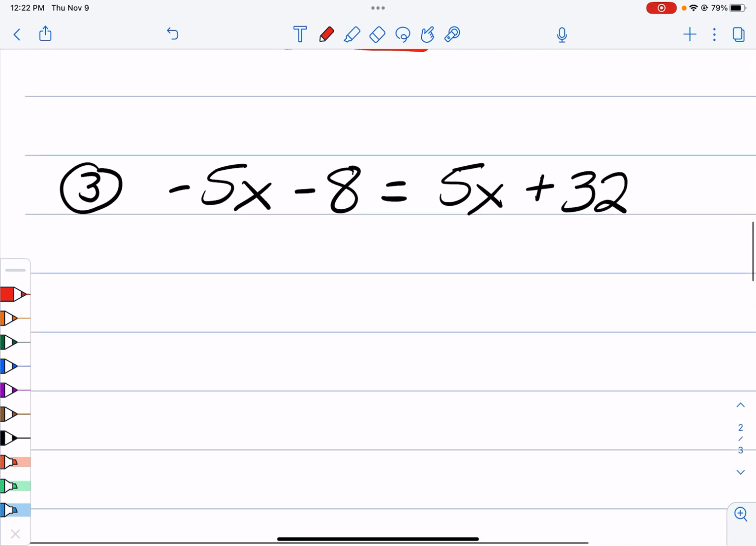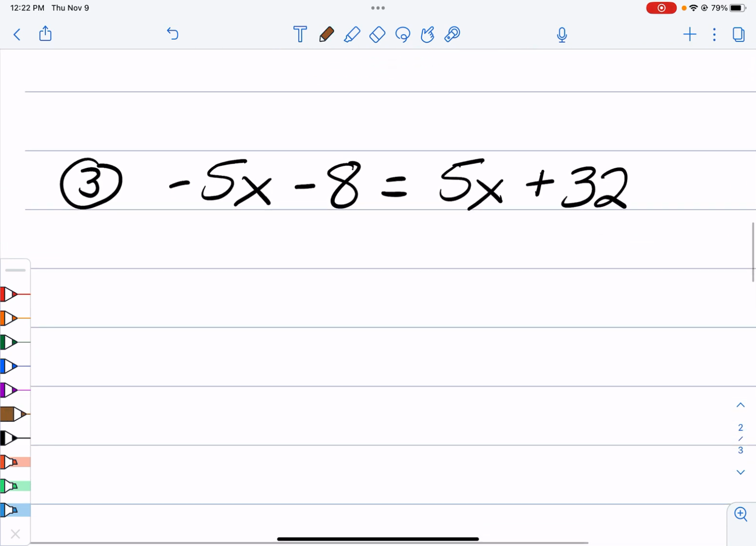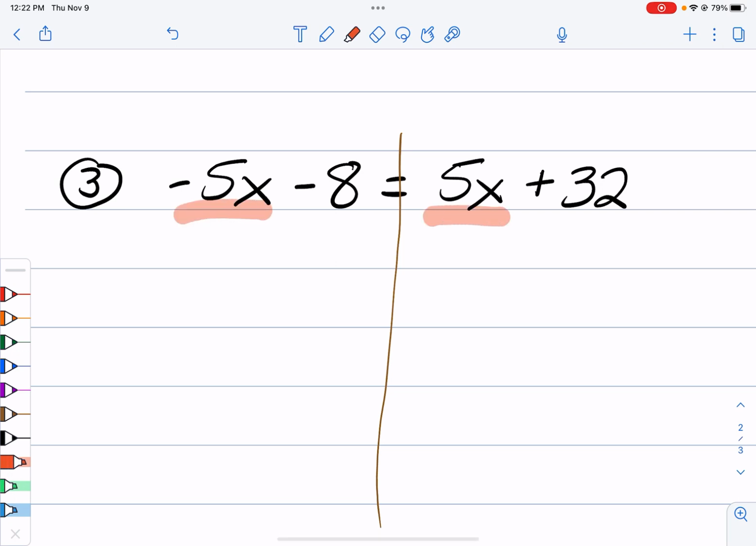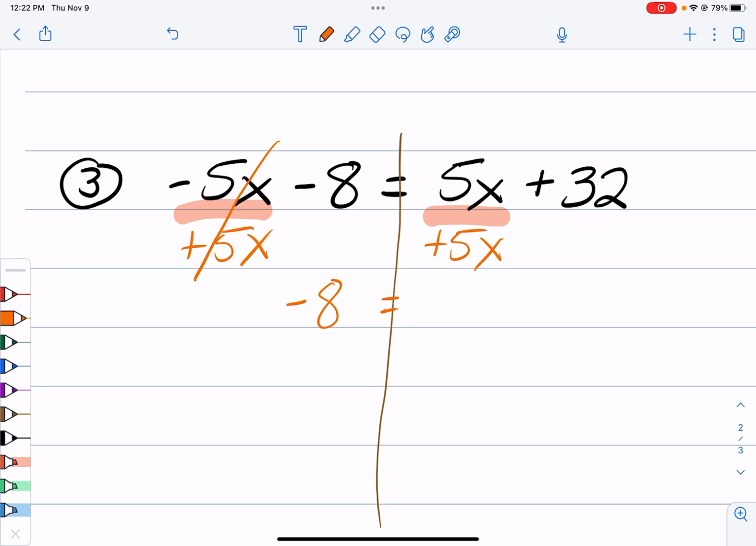Okay, problem number 3. Sometimes we might have a positive or negative sign in front of our variable, and we just need to be aware of that. So my two variables are the negative 5x and the 5x. So again, thinking ahead, if I have a negative 5x, I could add 5x to both sides, and now I'm going to be dealing with positive variables, which I'm absolutely okay with. So 5x plus 5x is 10x, and we still have a plus 32.